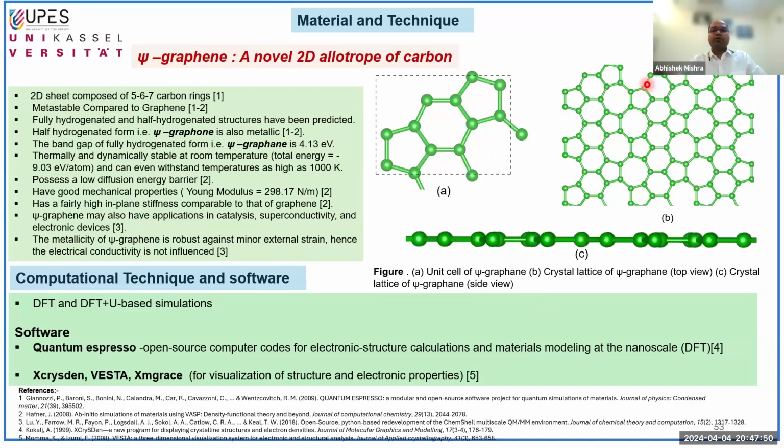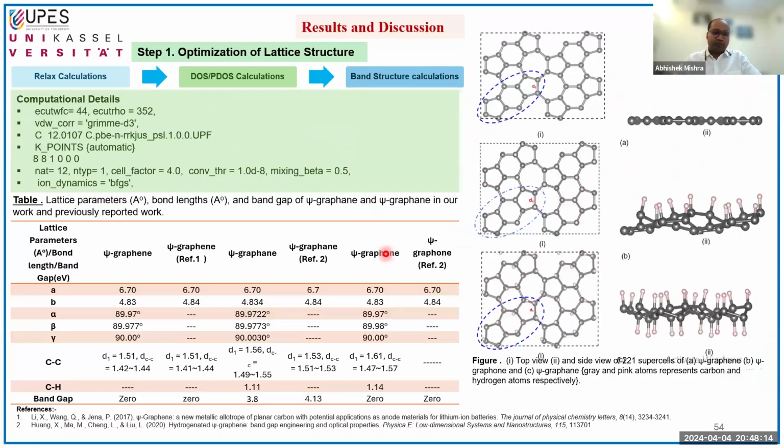We have been working recently on graphene, which has 5, 6, 7 carbon rings. As you can see here, you have 5-, 6-, and 7-member rings. We first did the optimization and structural calculations to look at the stability of such surfaces. And these are the technical details. I will not go into detail, but we'll be focusing more on the CO2 adsorption and defect engineering.